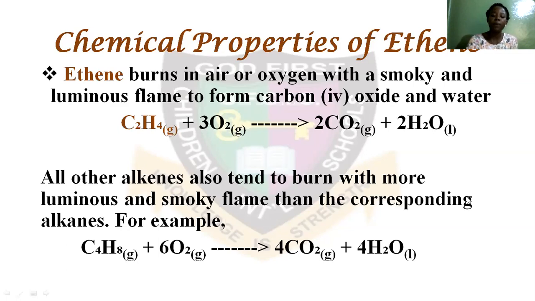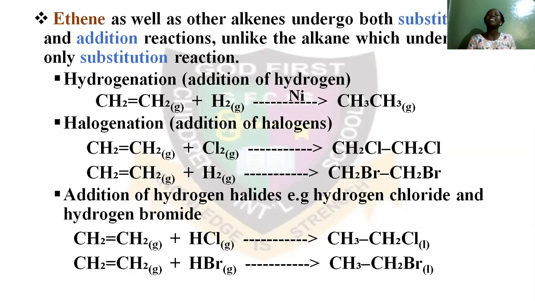Then another property of ethene you need to know. Now, all alkenes undergo substitution and addition reactions. We talked about substitution reaction. Substitution reaction means that one of the hydrogen atoms in the hydrocarbon is replaced by another element. For example, chlorine can replace the hydrogen in any of the hydrocarbons to give you the product. So that is substitution reaction. But in addition to substitution reaction, alkenes undergo addition reaction.